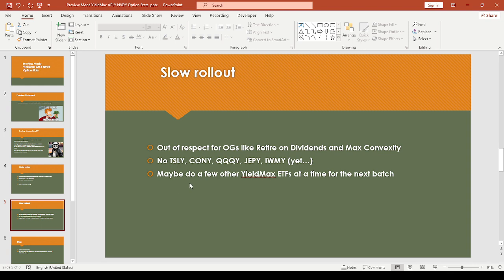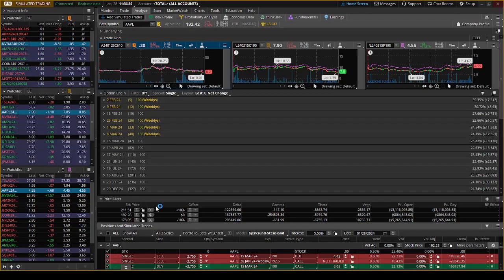And this will be a slow rollout. Just out of respect for OGs like Retiring Dividends and Max Convexity, I don't want to compete against their views, because they pretty much have Tesla, Coney, triple QY, JEPI, and IWMY locked up. But if they're okay with it, I'll maybe do those when I have the chance. In the meantime, there's plenty of other YieldMax ETFs to do this type of research on. So let's go to the platform just to show you guys what this looks like.